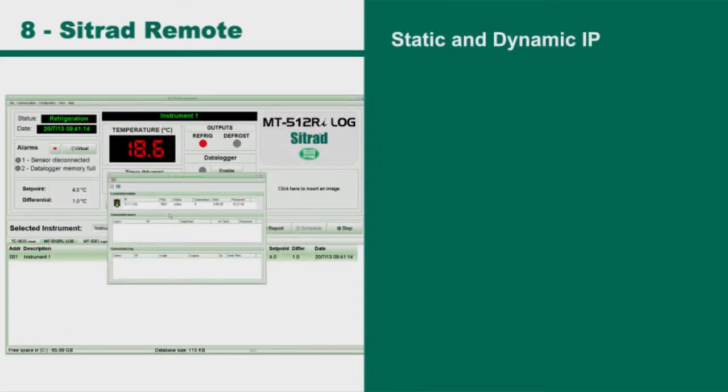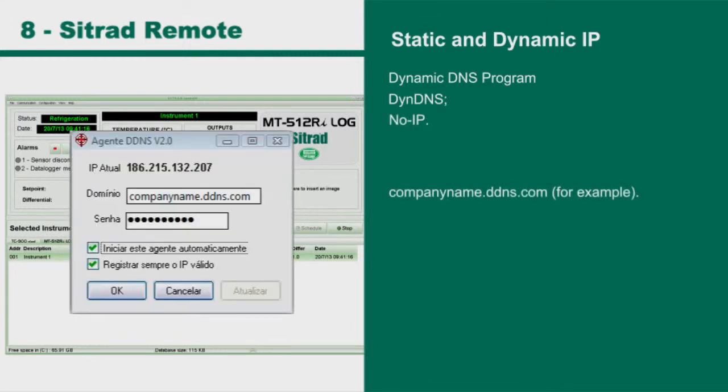Static and dynamic IP. If you've contracted the static IP service from your internet provider, you will not have problems. But if your IP changes daily, the Sitrad Remote loses connection. The reason is that your IP is dynamic. Then you have to install a dynamic DNS program or contract the static IP service. There are several free programs available on the market, such as DynDNS and NoIP. Then install one of these programs on the computer where there is Sitrad Local. These programs provide a subdomain addressing, which we will use in place of the IP.